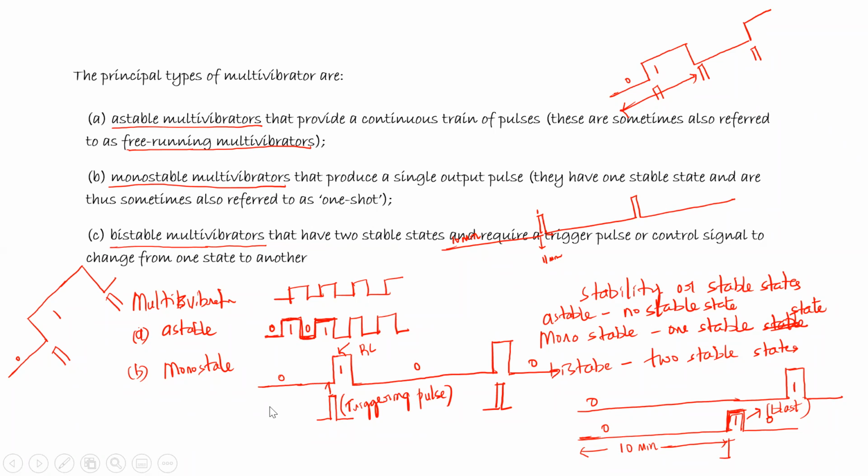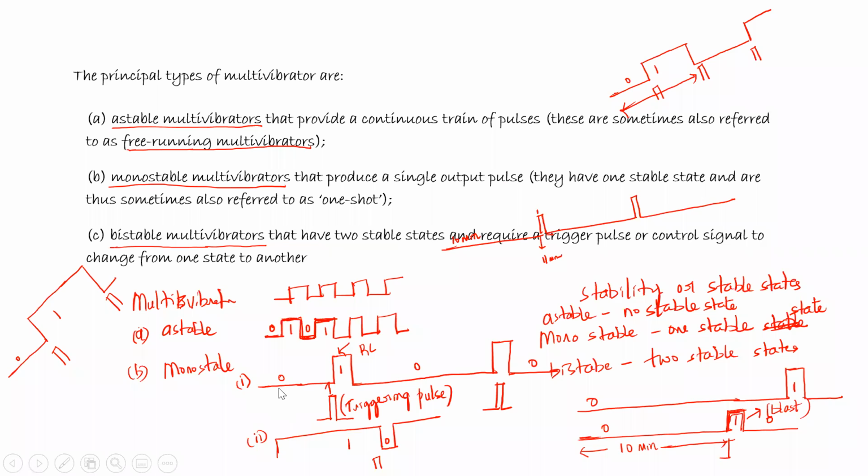In monostable, even this can happen: 1 can be the stable state. After applying the trigger, it can become 0, stay at 0 for some duration, and again become 1. So 1 is stable and 0 is unstable. That can also happen. In monostable there are two cases: even 1 can be a stable state, or even 0 can be a stable state. When 0 is stable, 1 is unstable, and when 1 is stable, 0 is unstable. That is what monostable is.